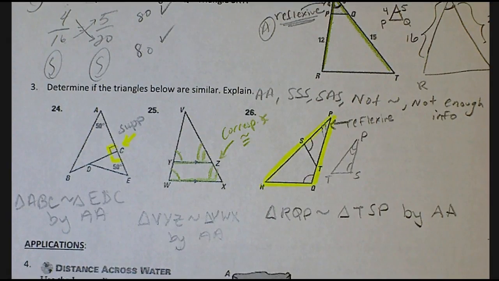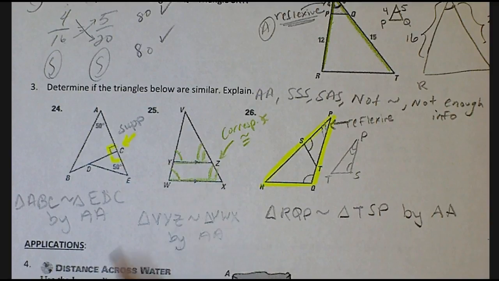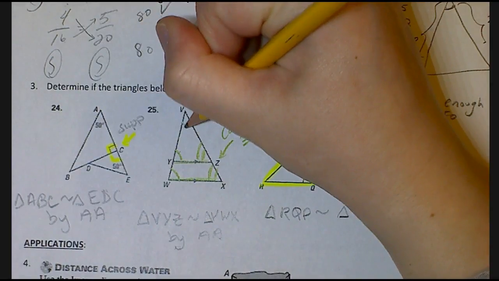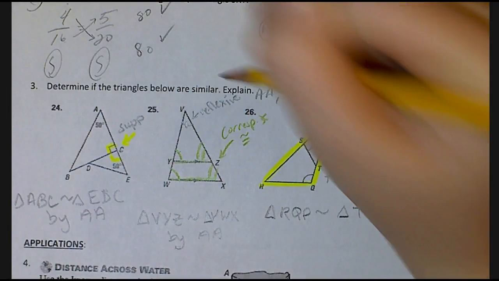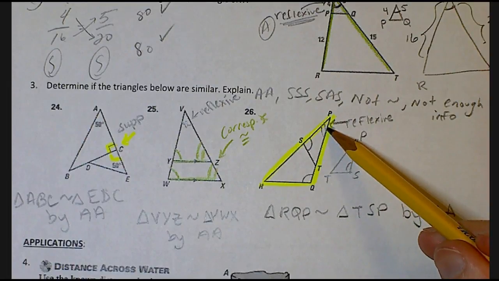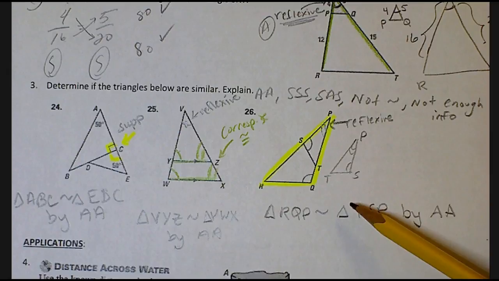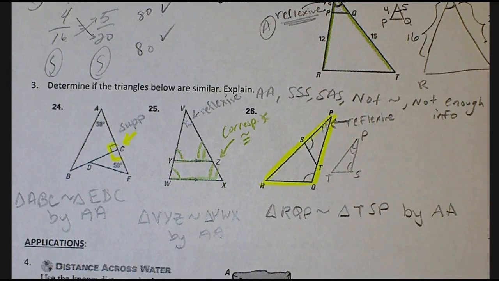So actually all 3 of these examples are similar by AA. Some of them are a little bit harder to find because you have to use theorems that we've learned in the past, like supplementary angles. If the lines are parallel, then corresponding angles are congruent, or you could have also used reflexive on this one. And then on question 26, you had to recognize that this was a reflexive angle, but you also had to know how to rearrange this triangle to match up the corresponding angles that would go together.